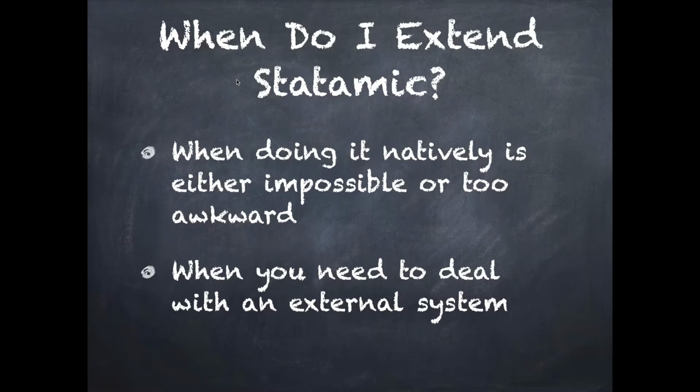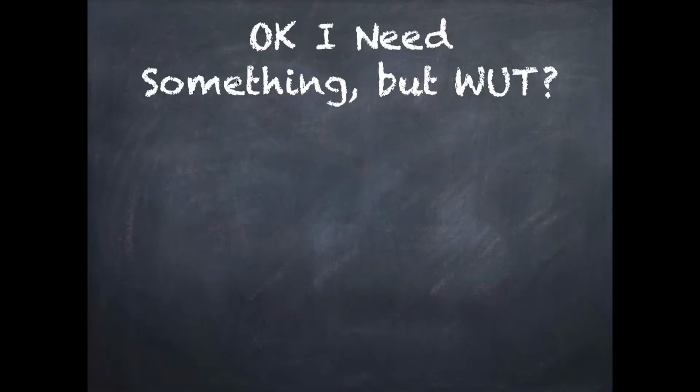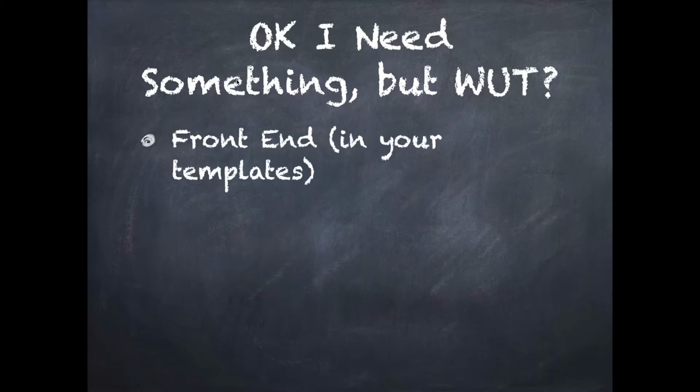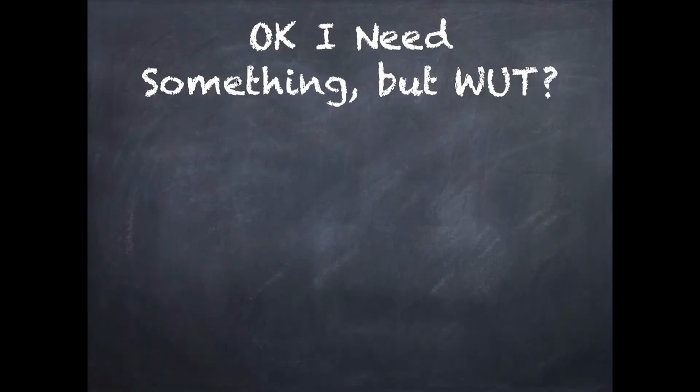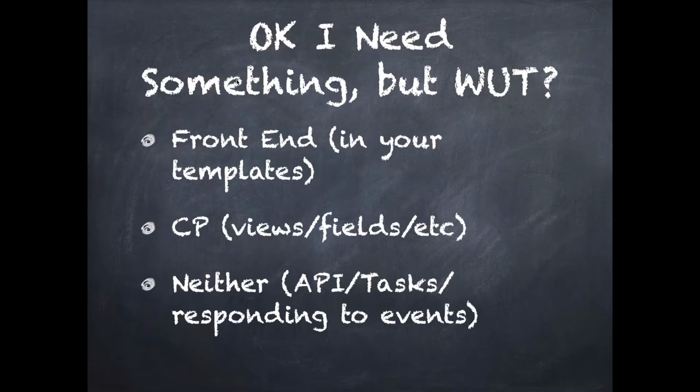Now, in Statamic, you can do a lot of different things. A lot of different things can be extended. So for example, what can you extend? You can extend your front end in your templates. I'm going to go through examples of all these in a second, but you can extend your front end with tags and modifiers. You can extend the control panel. You can style it, add JavaScript, add your own fields, and add your own views. You can do what I call neither or other. You can reach out to other APIs. You can have repetitive tasks that run. You can respond to events that Statamic emits. Again, I'll discuss these in a moment.